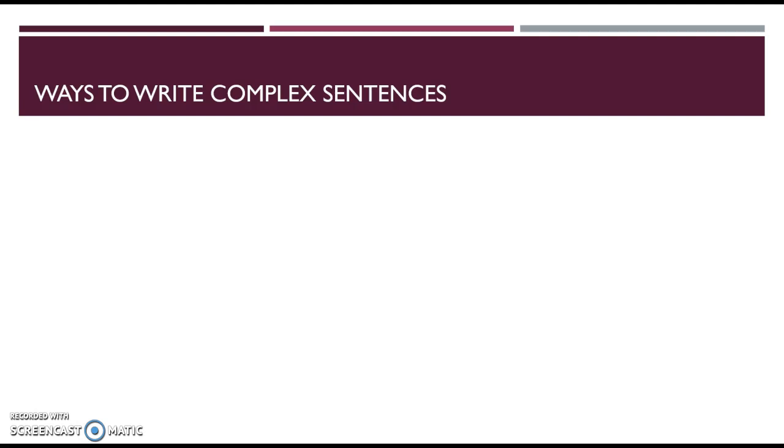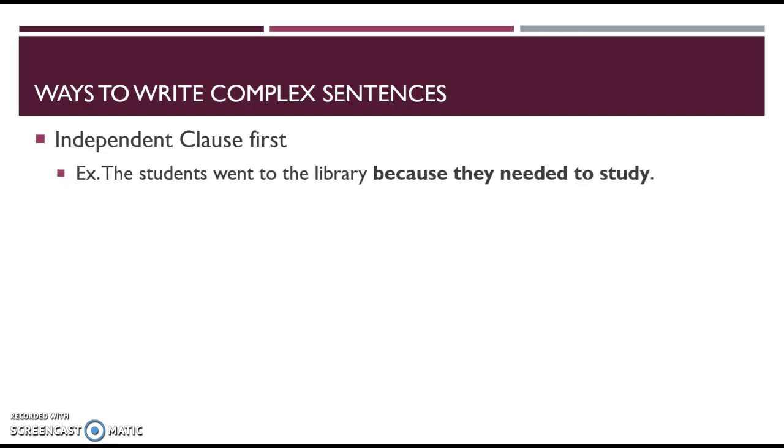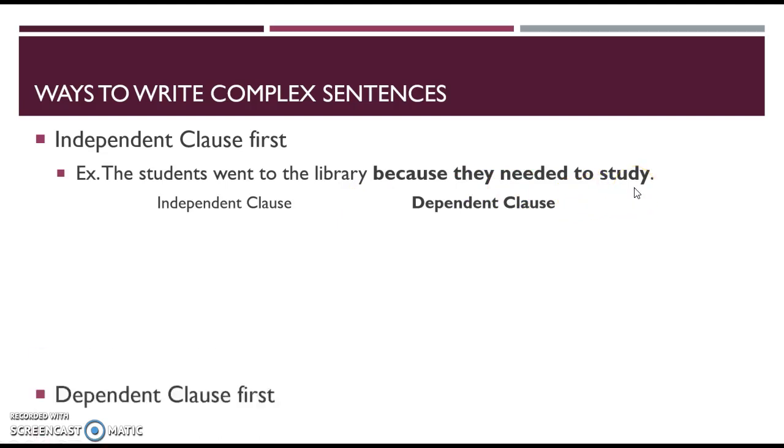So, the ways to write complex sentences: we can start with the independent clause first. For example, the students went to the library because they needed to study. So we have the independent clause here, and then we have the dependent clause here, because they needed to study.